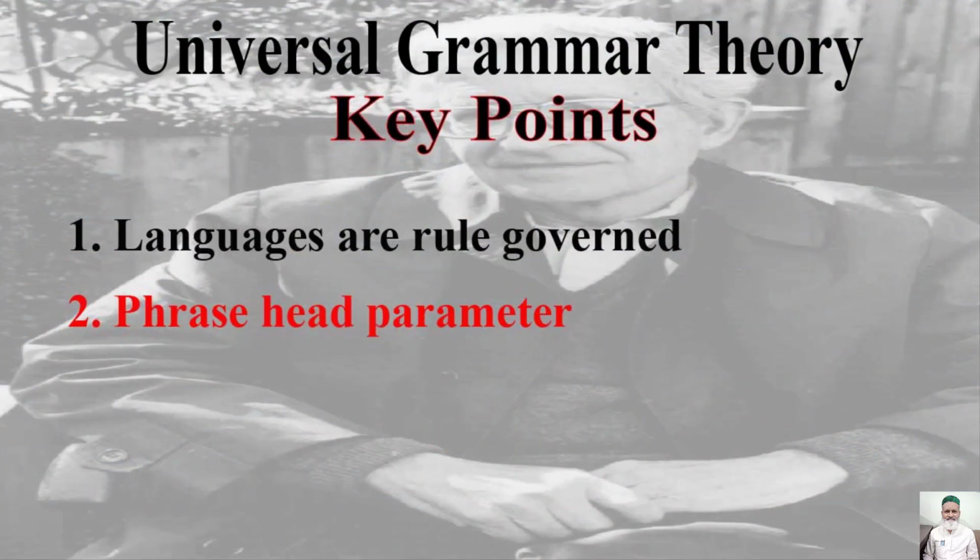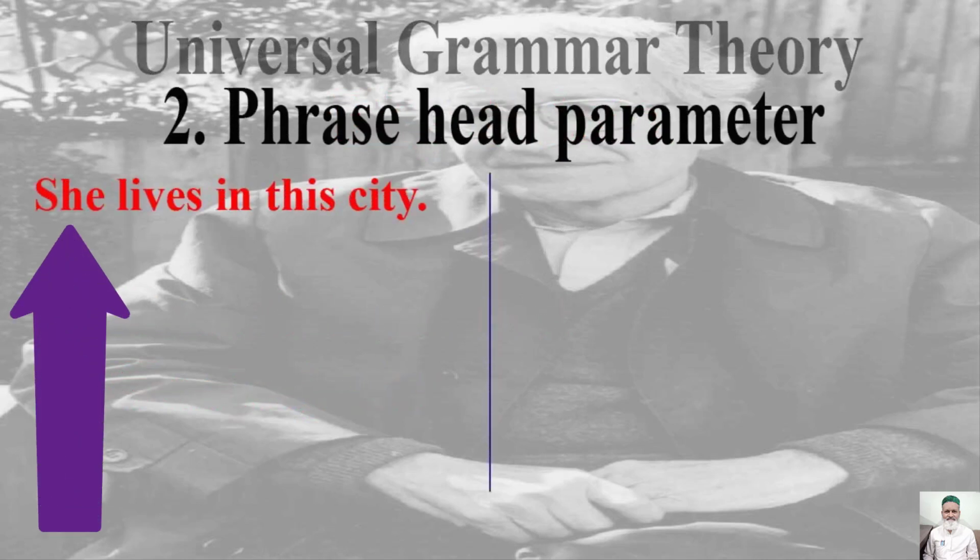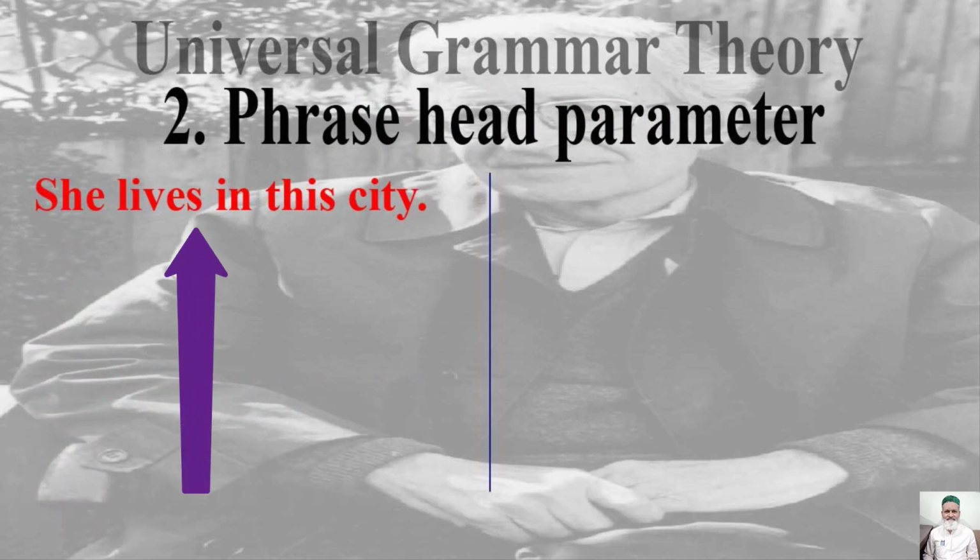The third point of universal grammar is word projection. Word projection means words influence other words. For example, she lives in this city. She affects the verb live and requires an S at the end of it.